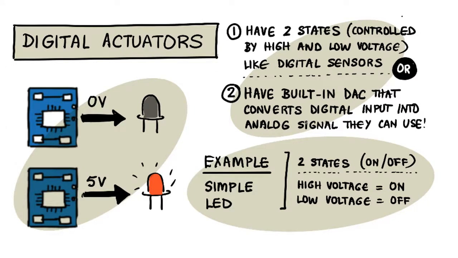Now, digital actuators work the same as digital sensors. You have on or off. You send voltage, it comes on; turn the voltage off, it goes off. And that's basically it. We saw this with the LED. We sent a high value, the 3.3 volts the terminal works at, to the LED. It lights up. Send a low value, 0 volts, the light goes out.